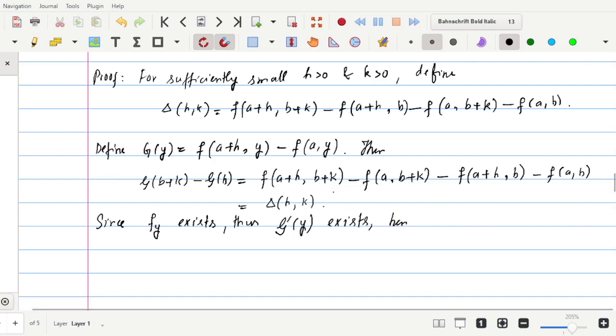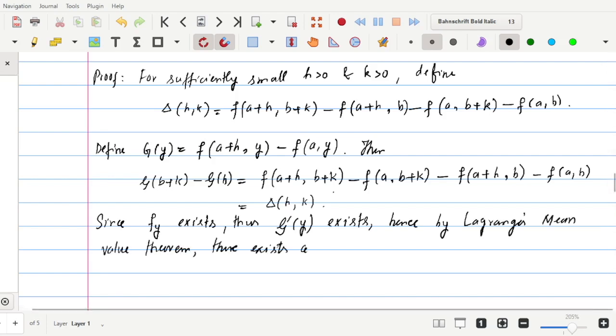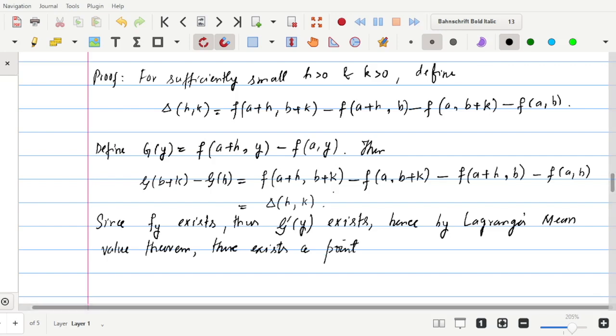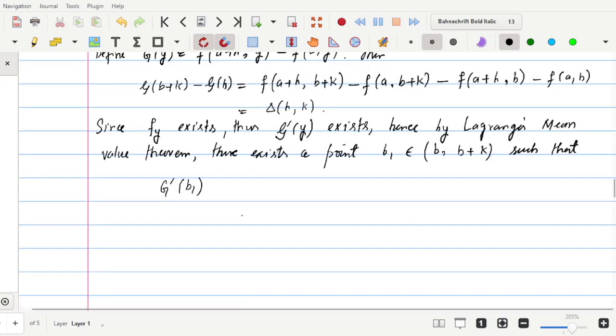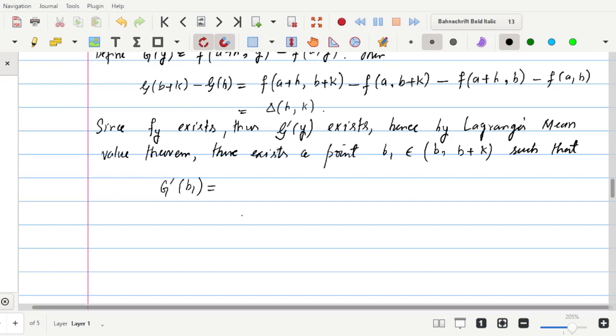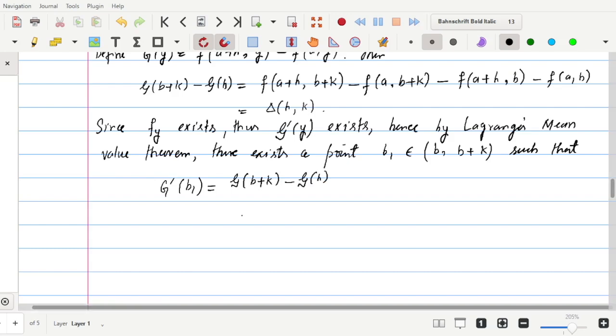Hence by Lagrange's mean value theorem, there exists a point, which we shall call b1, belonging to the interval (b, b+k), such that g'(b1) is equal to g(b+k) minus g(b), whole divided by (b+k) minus b.